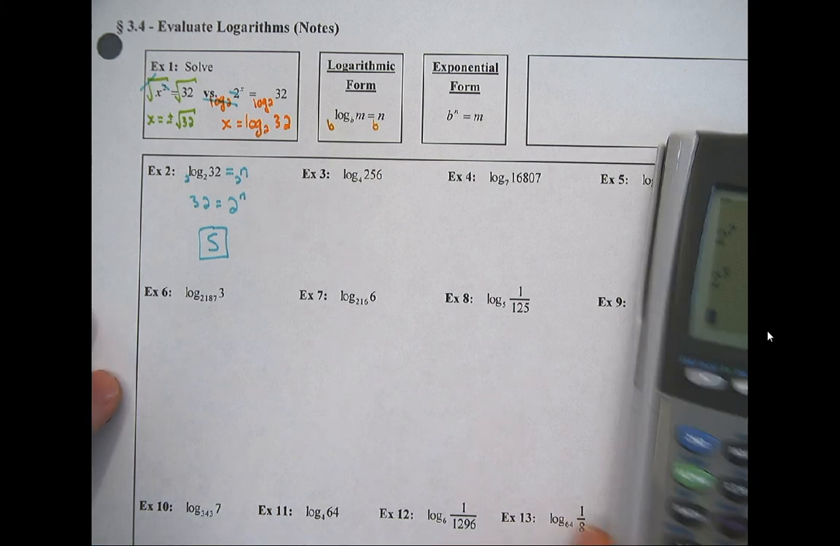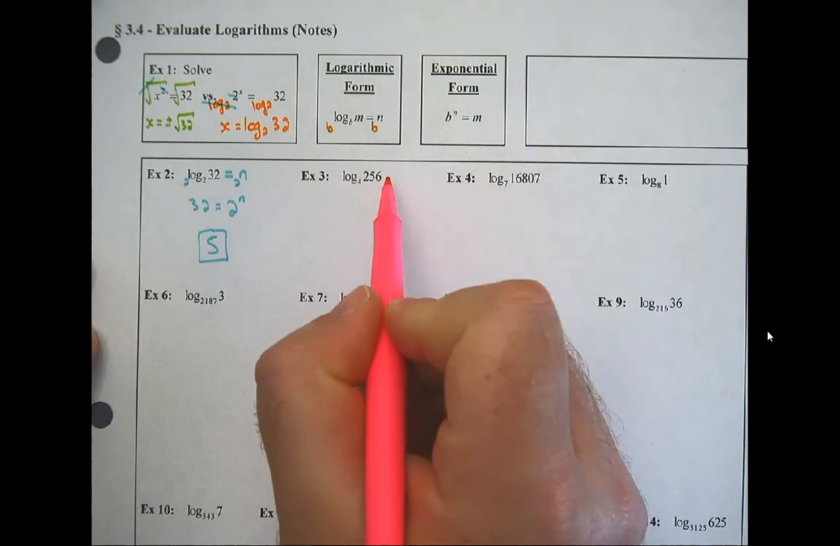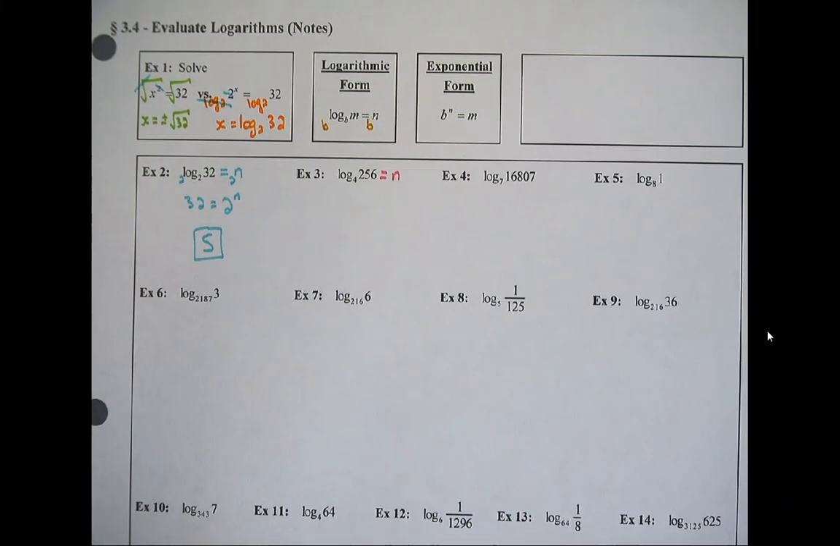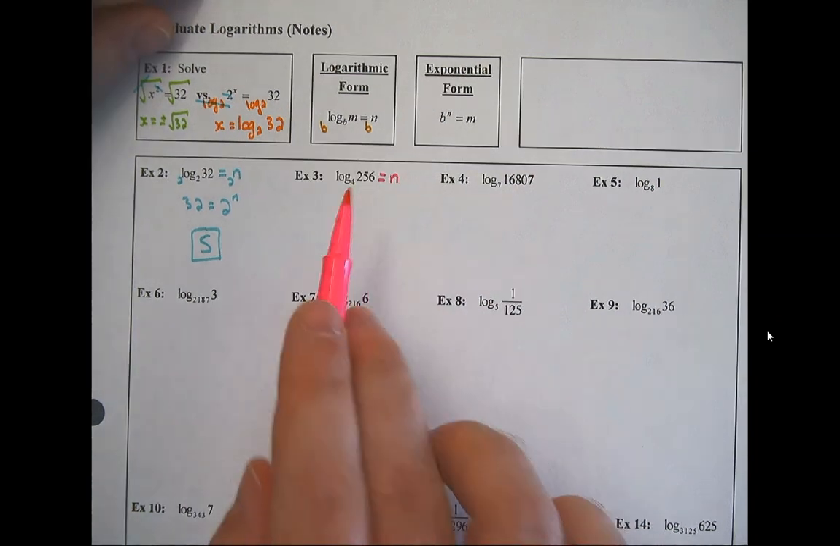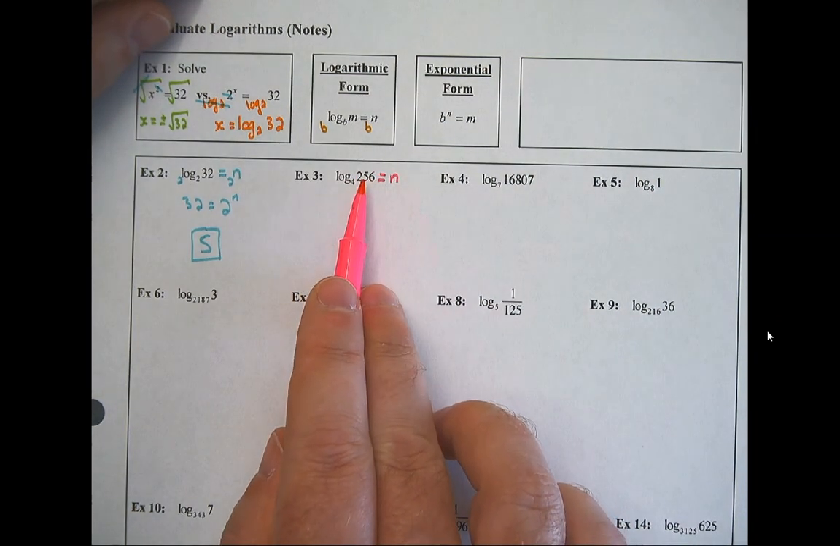All right, let's try another one. If you need to rewrite it, great. If you don't, I'm fine with that too, but I'm going to initially rewrite it. I'm going to say, I know this equals some number. So this is asking me 4 to what number would give me an answer of 256. So I'm going to rewrite it like that.